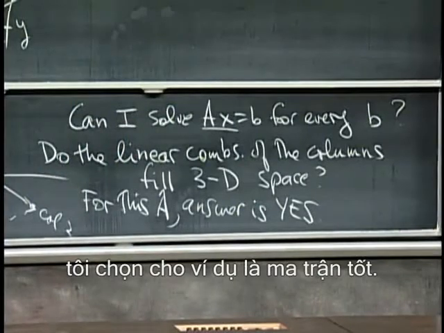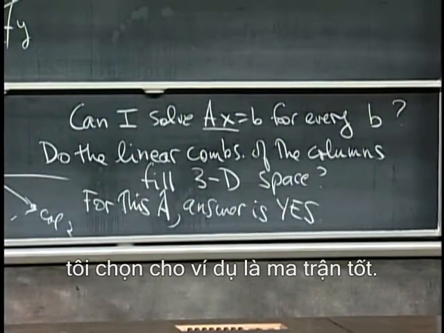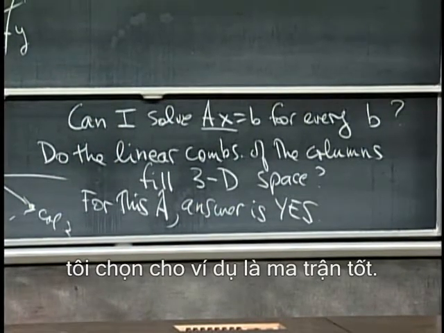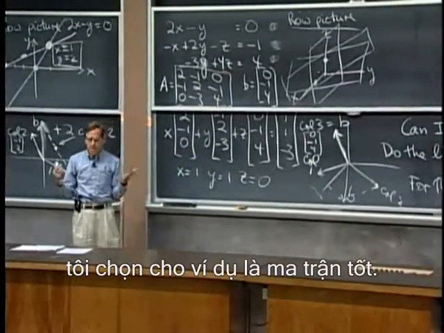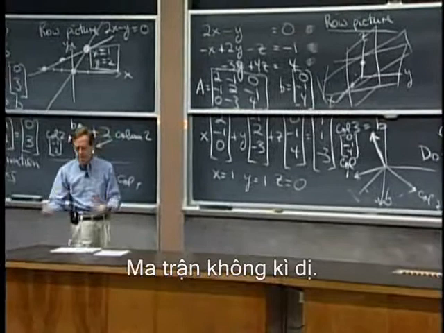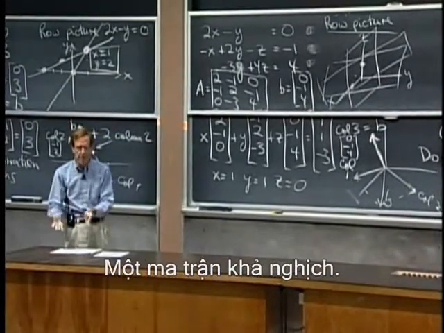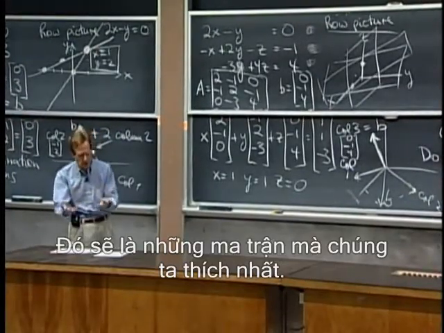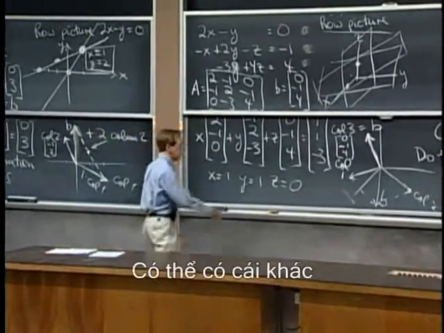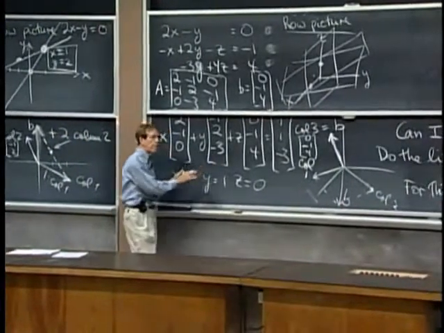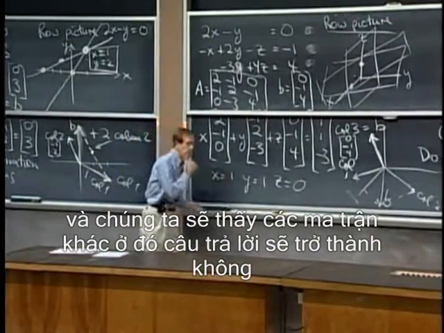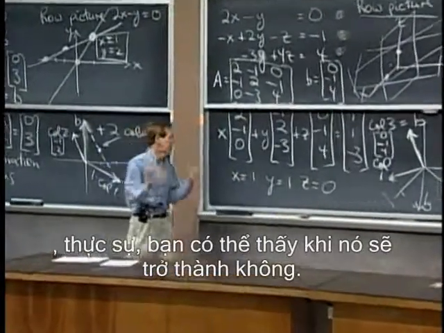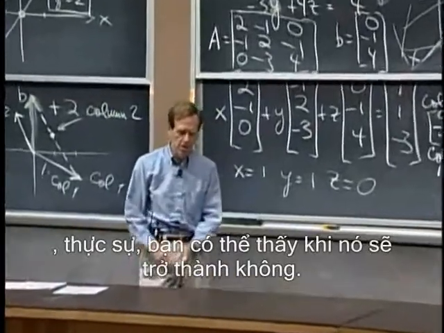This matrix that I chose for an example is a good matrix, a non-singular matrix, an invertible matrix. So those will be the matrices that we like best. There could be other, and we will see other matrices where the answer becomes no. Oh, actually, you can see when it would become no.